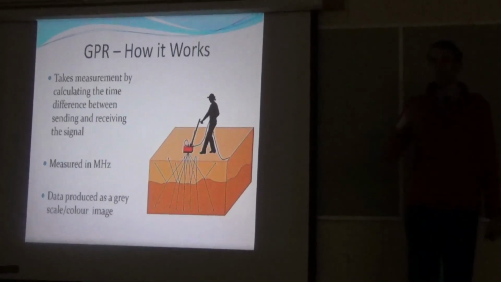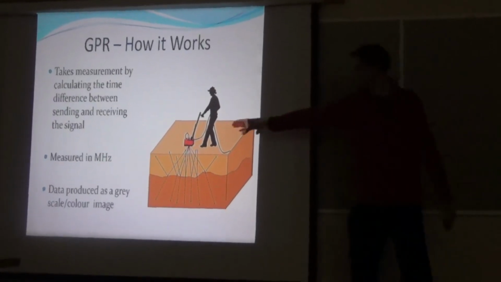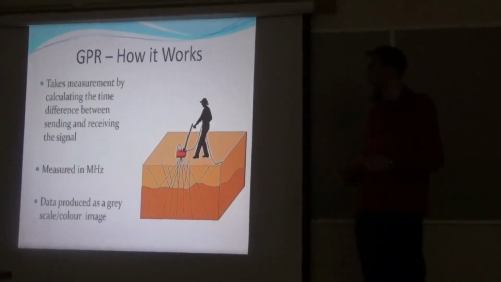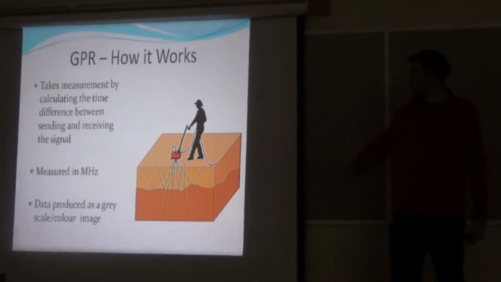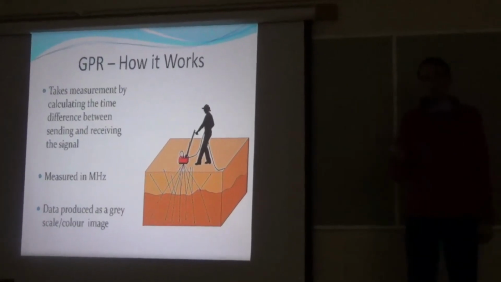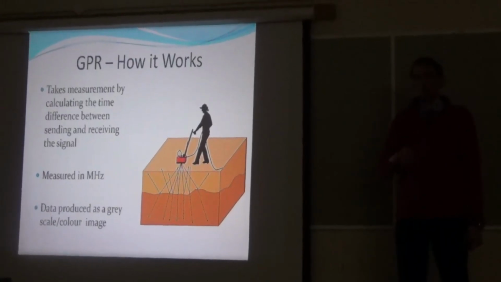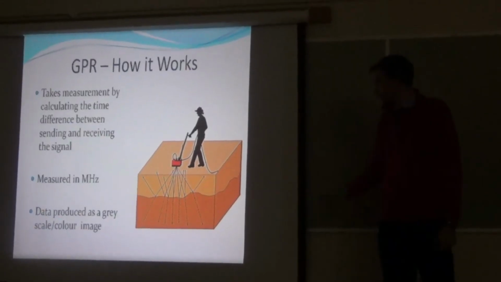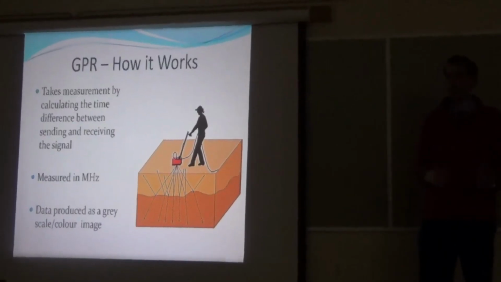And then it will calculate the time difference between sending and receiving, and it can then work out the depth of the item and how hard it is, how solid it is. It will take measurements in megahertz, and ours takes measurements every 2.5 centimetres and takes 32 readings per 2.5 centimetres. So you get a very detailed image of what's under the ground.